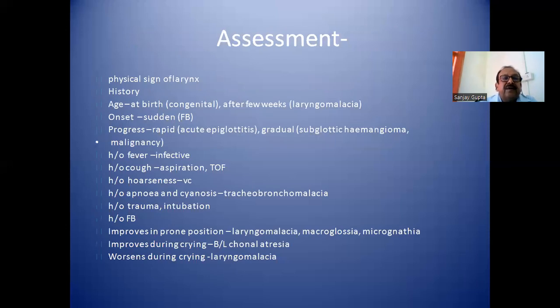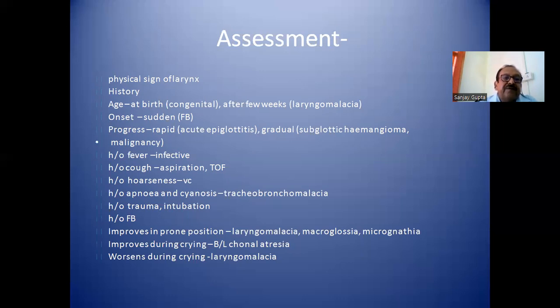For assessment of the physical signs of the larynx, there has to be history. If it is congenital, then at birth or after a few weeks, it may be laryngomalacia. If it is of sudden onset, it can be a foreign body. Progress, if it is rapid, it can be acute epiglottitis. If it is a gradual progress, it can be subglottic hemangioma or a malignancy.